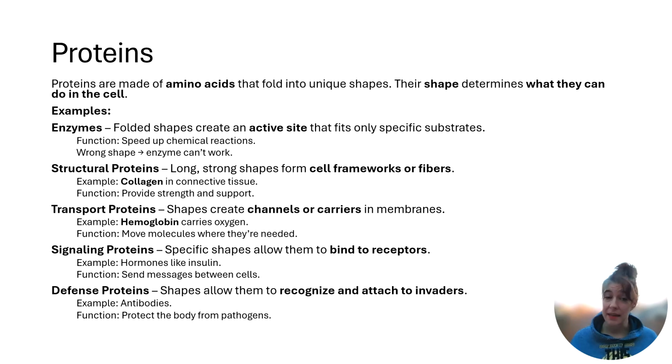We have a lot of examples because proteins do a lot of things. Well, proteins are responsible for building our enzymes, structural proteins, transport proteins, signaling proteins, and defense proteins. And all of these different proteins have different shapes. With enzymes, all of the different types of enzymes have different shapes. Same with all of these other examples. They're very specific, but they're all built out of amino acids. But these amino acids form very particular shapes.